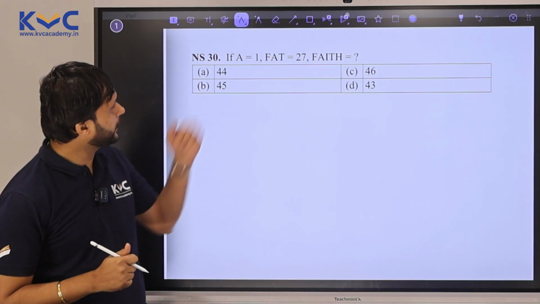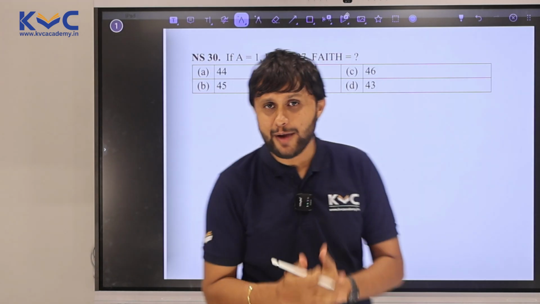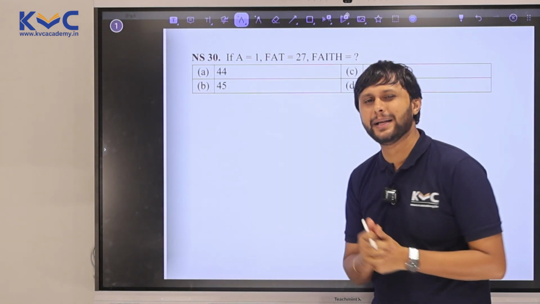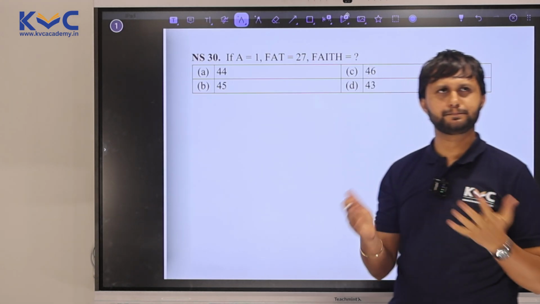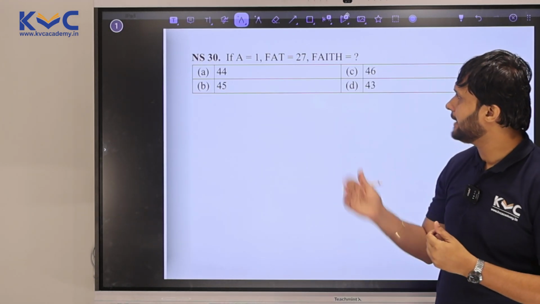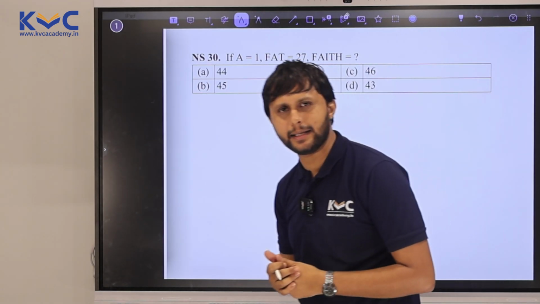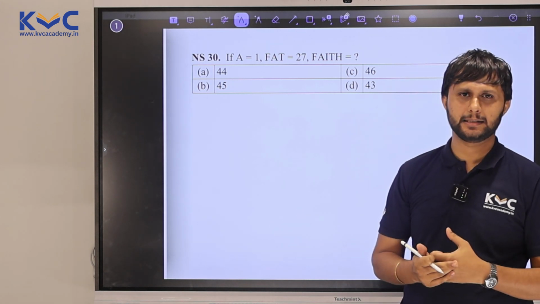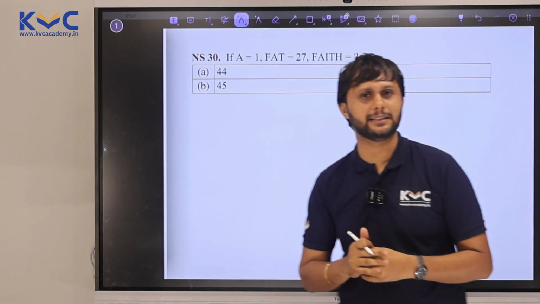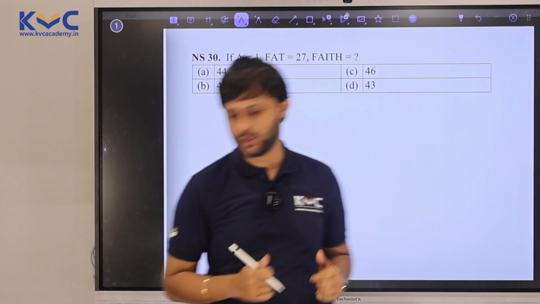A is given as 1. Others also we normally take A to be equal to 1. FAT is given to be equal to 27. But F is normally 6, right? A is equal to 1. T is normally 20. So it's 20, there is 1, there is 6. And the number given is 27. So no, 20 plus 6 plus 1 is just 27.